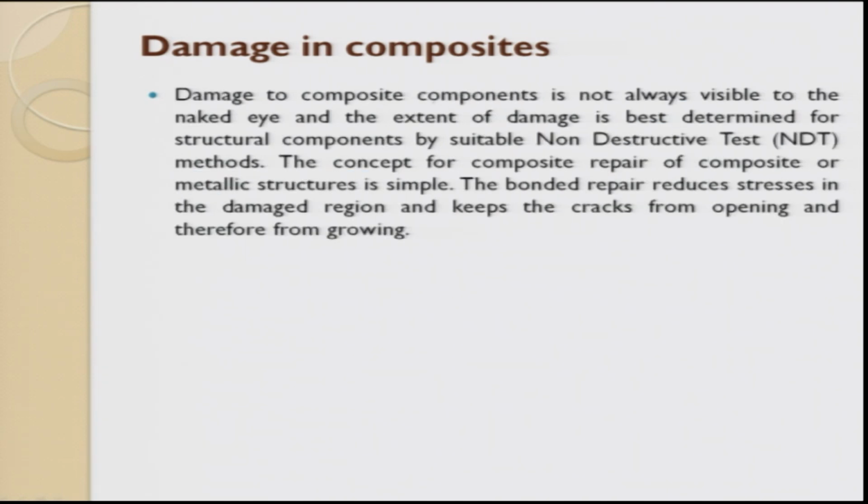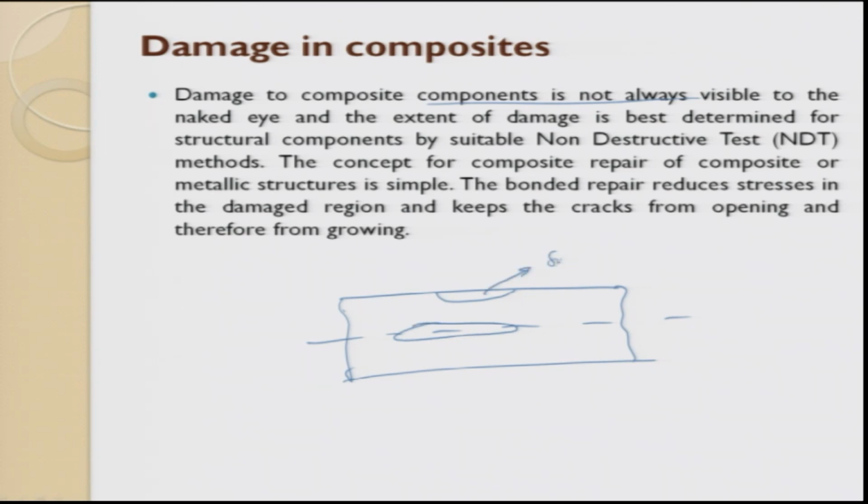The damage in a composite component is not always visible to the naked eye. If you take a composite, the damage can be on the surface, or the damage can be in the core. These are called surface damage and core damage, or hidden damage.